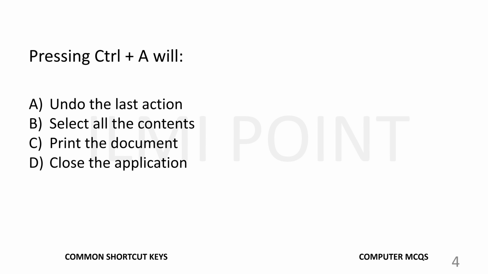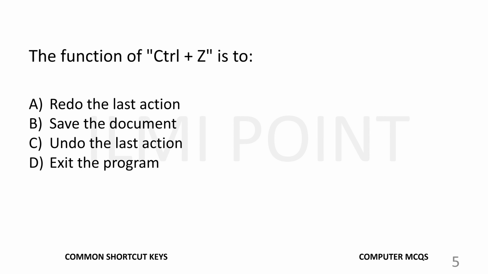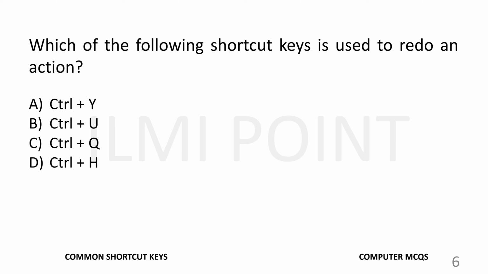Pressing Ctrl+A will undo the last action, select all the contents, print the document, close the application. The right answer is select all the contents. The function of Ctrl+Z is to undo the last action. Which of the following shortcut keys is used to redo an action? The right answer is Ctrl+Y.